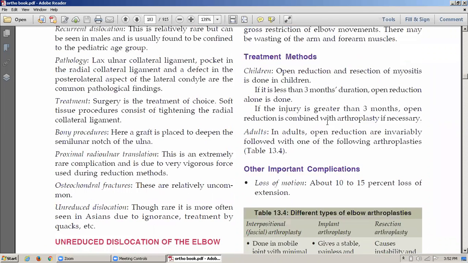So, the treatment method: in children, open reduction and resection of myositis is done. If it is less than 3 months duration, open reduction alone is done. If the injury is greater than 3 months, then open reduction is combined with arthroplasty if necessary. And in adults, open reduction is invariably followed with one of the following arthroplasties. The other important complication is a loss of motion, about 10 to 15% loss of extension.